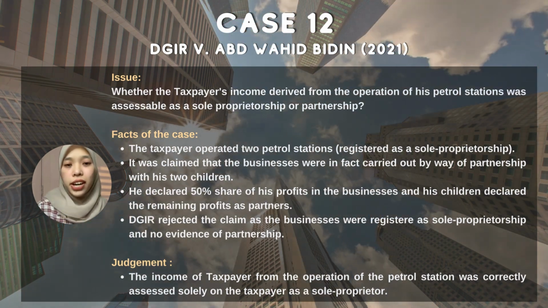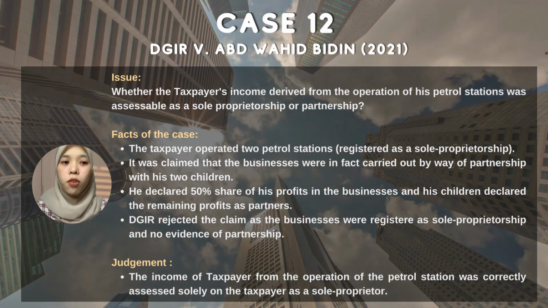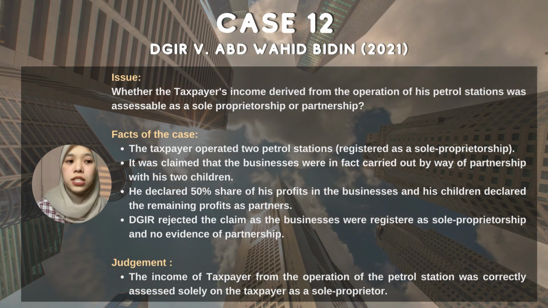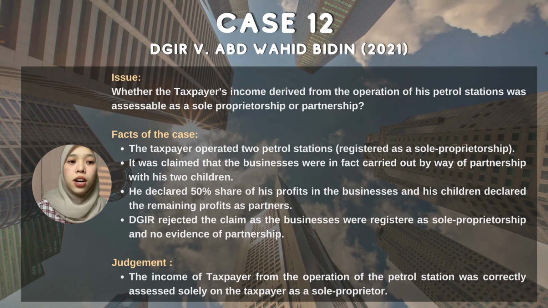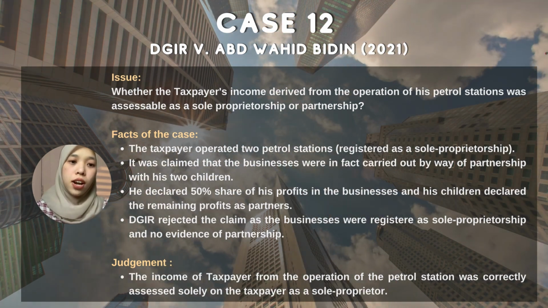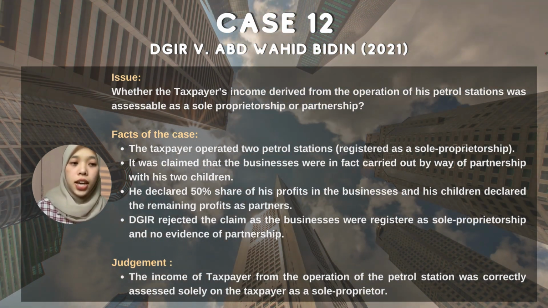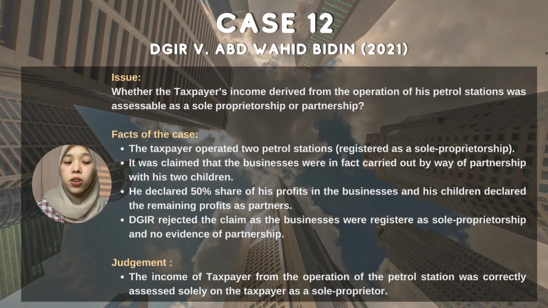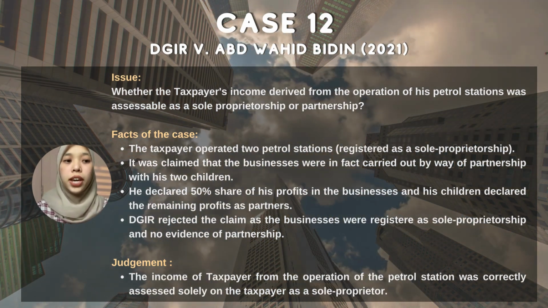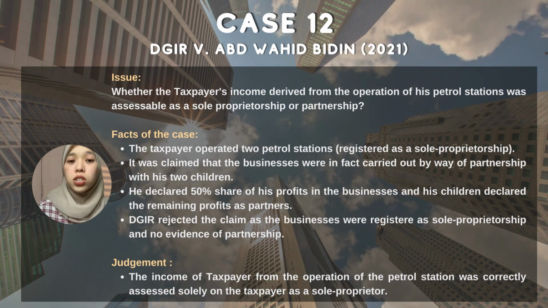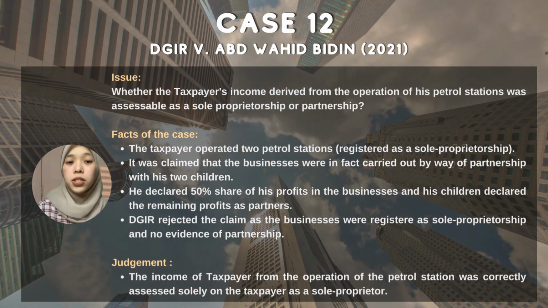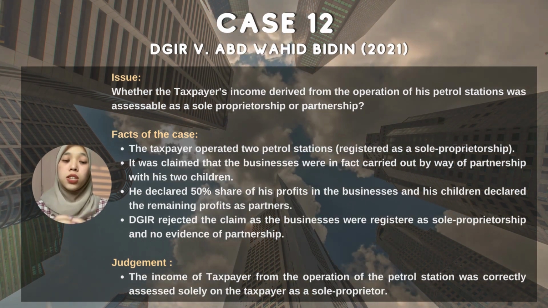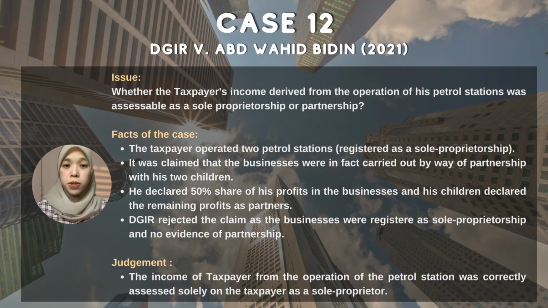But the DGIR had rejected the claim of partnership as the business was registered as a sole proprietor, and there was no evidence furnished to the DGIR during audit. An additional assessment was raised on the taxpayer as a sole proprietor, and the assessment on his two children was accordingly reduced. DGIR submitted that a partnership agreement alone does not prove the existence of partnership for income tax purposes.